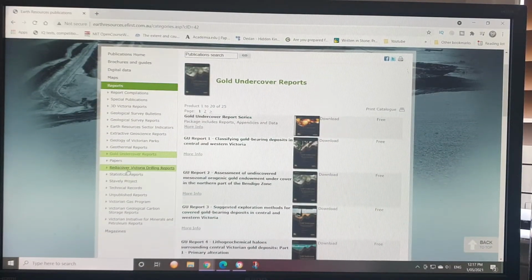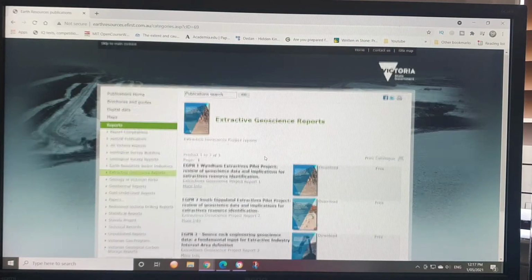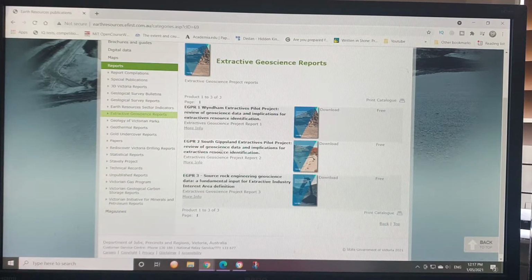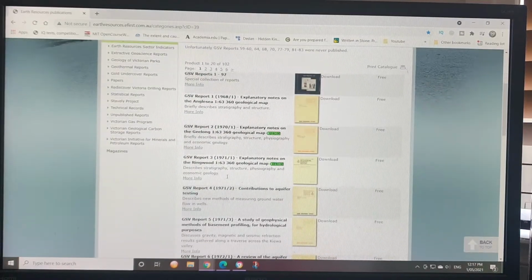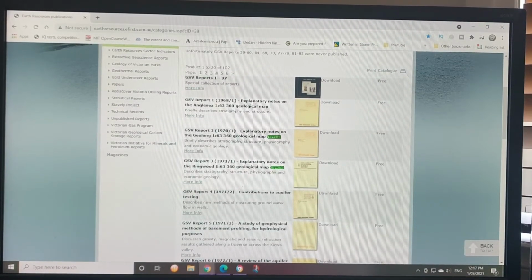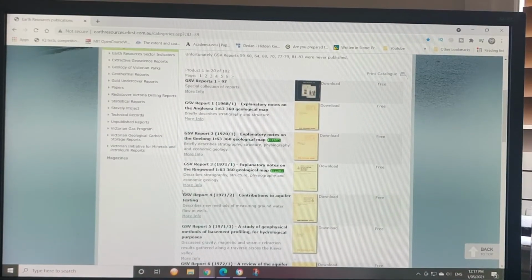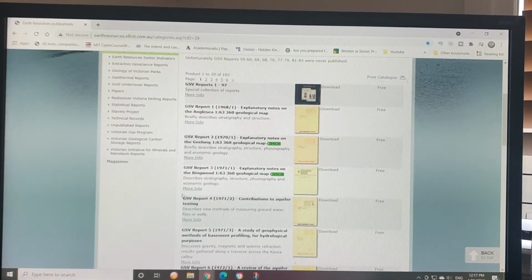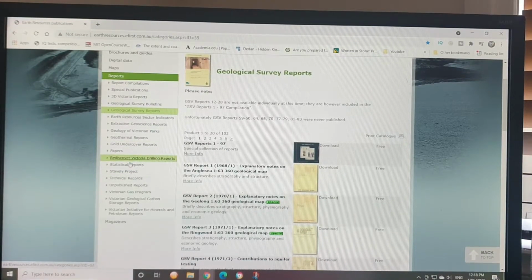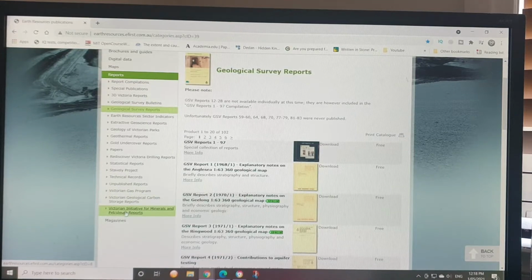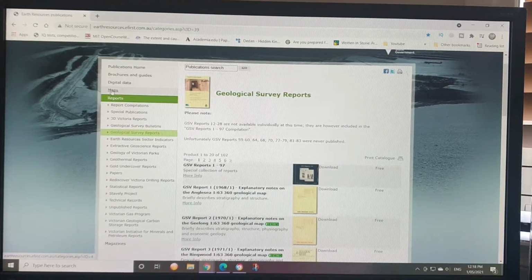Then we have extractive geoscience reports. Any geology of gold? No, it doesn't look like it. Resource indicator sectors, nope. Survey reports. So here you get a lot of information that goes with the geological maps, and that would have indications of where they've actually found gold. What am I looking for? Okay, geological maps, that's what I want, not the reports.